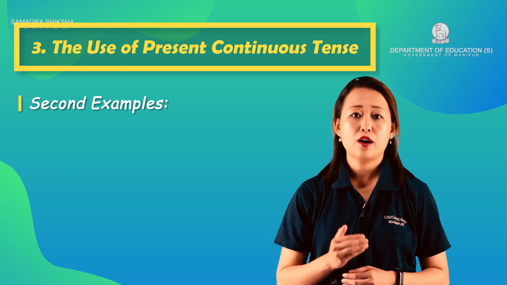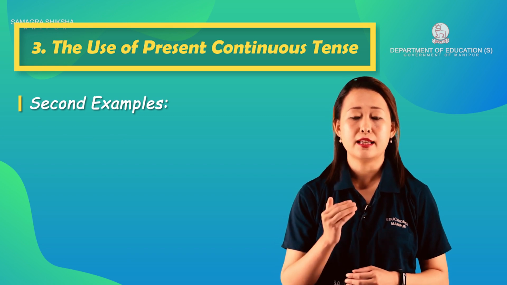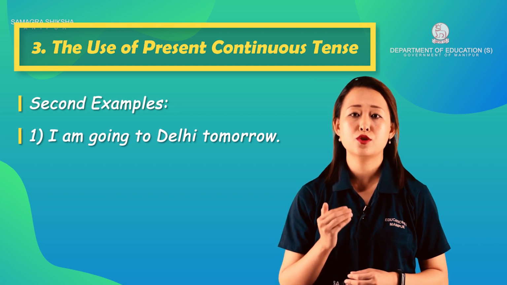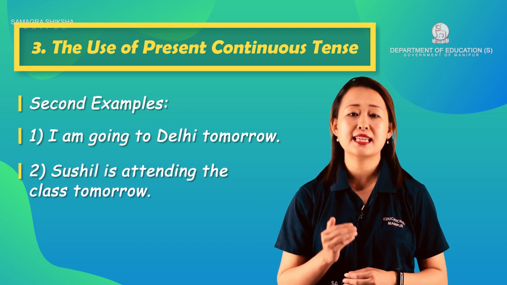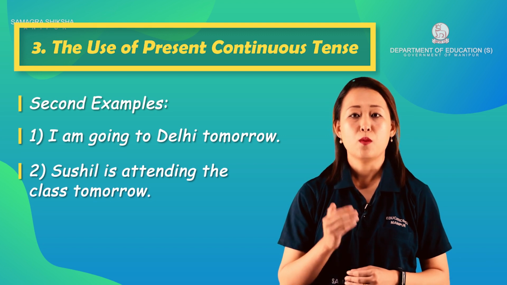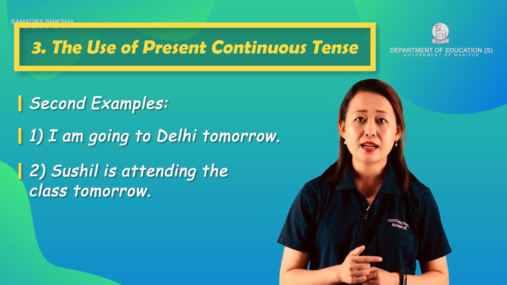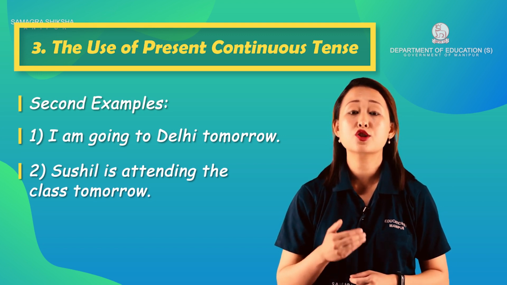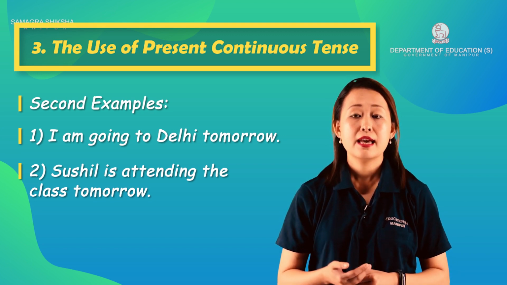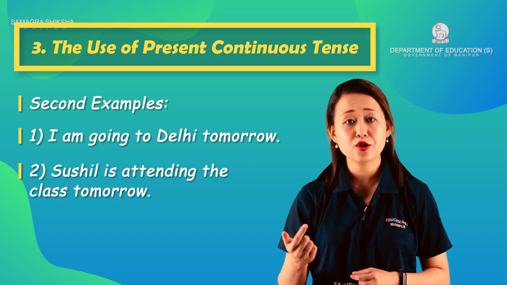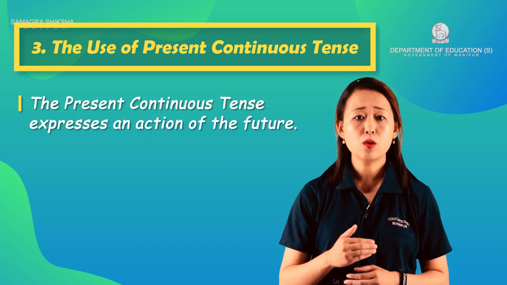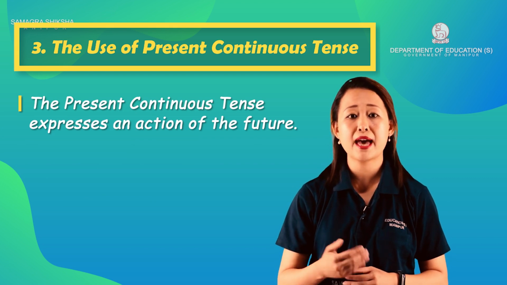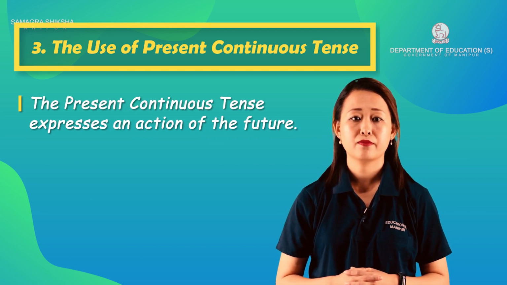The second use of the present continuous tense. Let us look at examples. I am going to Delhi tomorrow. Sushil is attending the class tomorrow. What do you see here? We see that the tense is in present continuous tense, but it is not an ongoing progress. It rather expresses an action of the future. And so, present continuous tense is also used to express some action of the future.